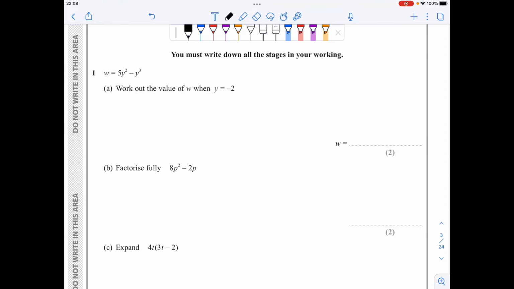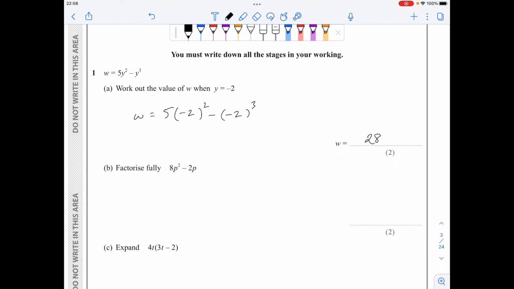In part A of question 1, I'll just substitute y with minus 2. So I've got w equals 5 times minus 2 squared minus minus 2 to the power of 3. Just put this on the calculator and the answer comes out to be 28.